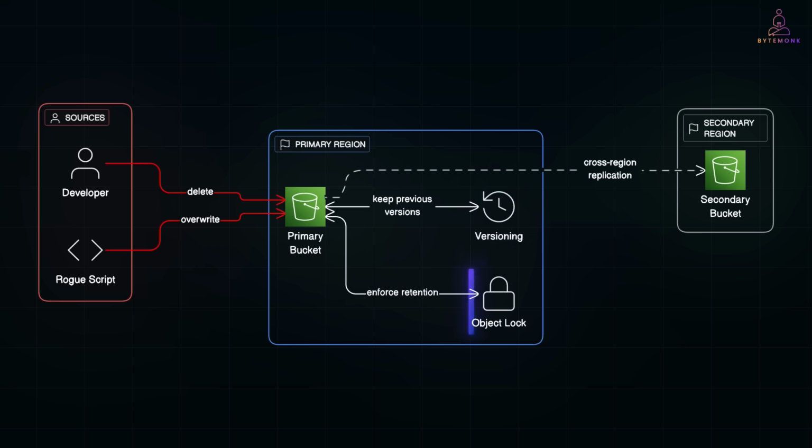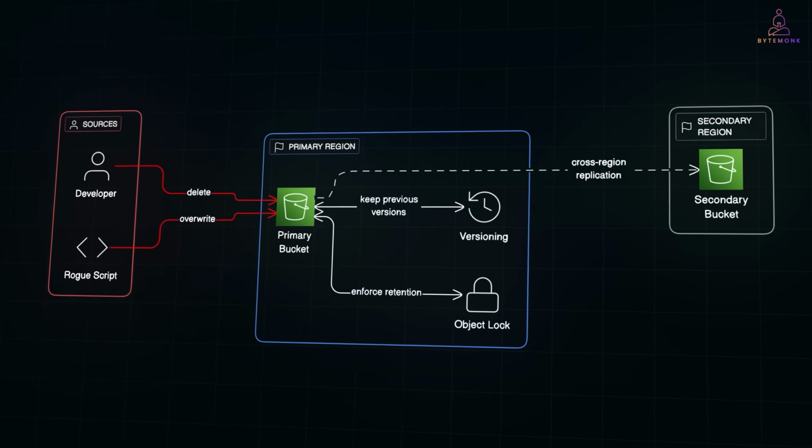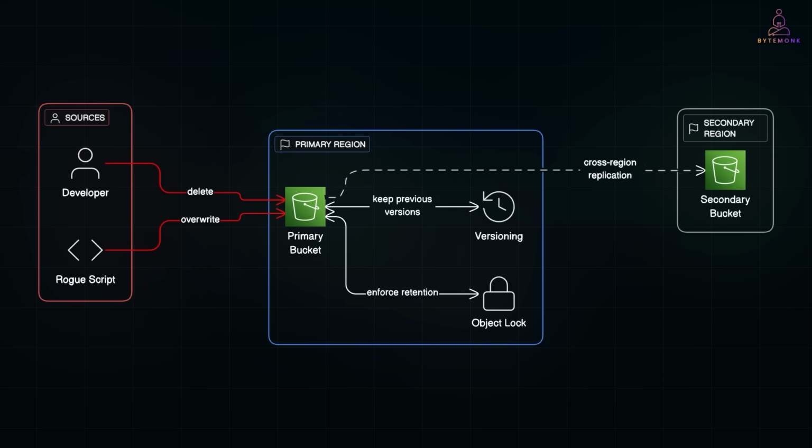You can also enable object lock, which lets you make data completely undeletable for a set period of time, even by someone with admin access. Super useful in legal or compliance scenarios where oops is not an acceptable excuse. And for extra protection, many teams set up cross-region replication, where critical data is automatically copied to a totally different region. That way, even if something catastrophic happens in one part of the world, your data lives on elsewhere.